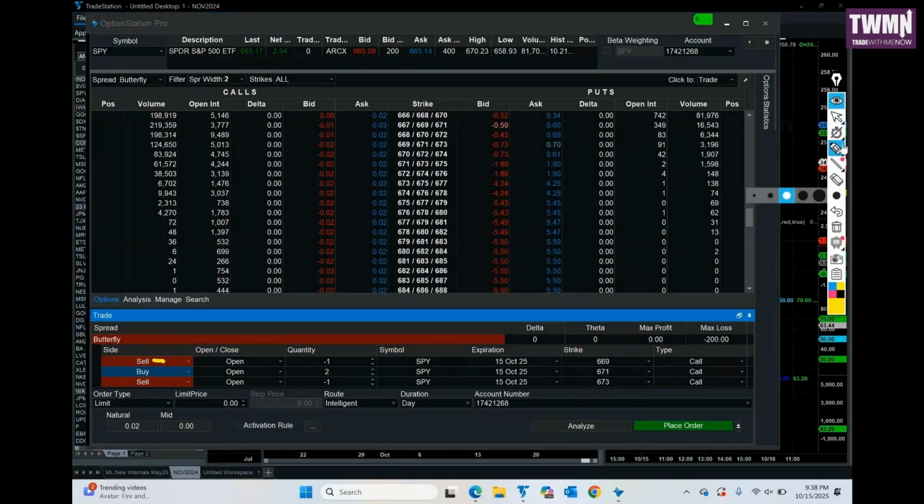This actually would say close here. When you go to close it, it'll look like this. Sell to close the strike that you were long. Buy to close, buy back those two strikes, and then sell to close the other one that you're long. Got it? I don't think I really said that exactly.